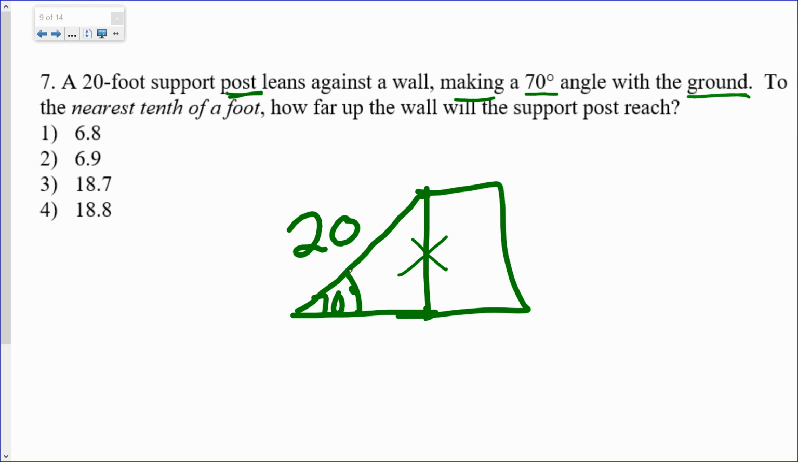So, since there's an angle involved, SOHCAHTOA. I'm going to give you about 30 seconds or so to label your H, your A, and your O. Determine if it's sine, cosine, or tangent, and substitute your values in.